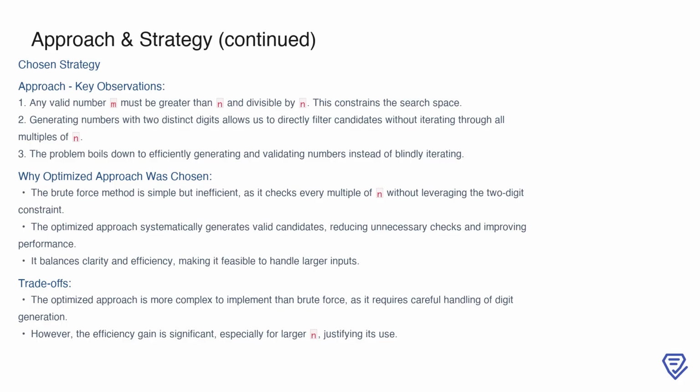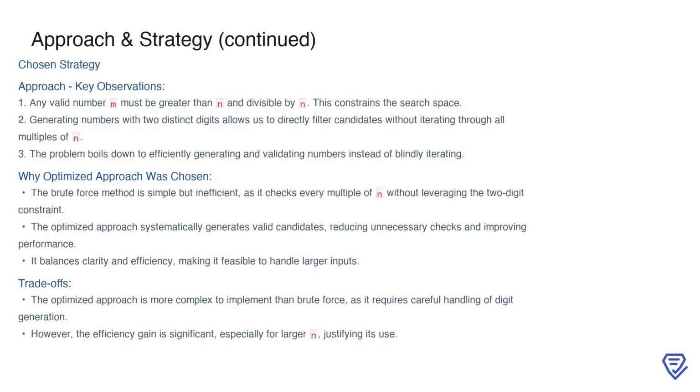First, any valid solution must be greater than n and divisible by n, which naturally constrains the search space. Second, using the two-digit constraint allows us to directly generate and validate candidates rather than relying on an exhaustive search. The problem is reframed as generating numbers with two distinct digits and verifying their validity, which is more systematic and efficient. The optimized approach was chosen because it addresses the inefficiencies of the brute force method.